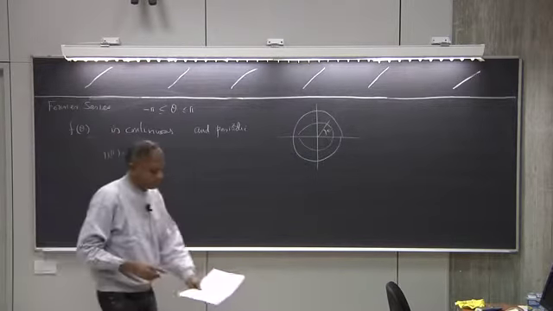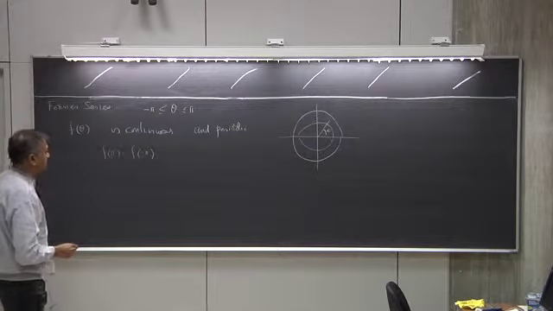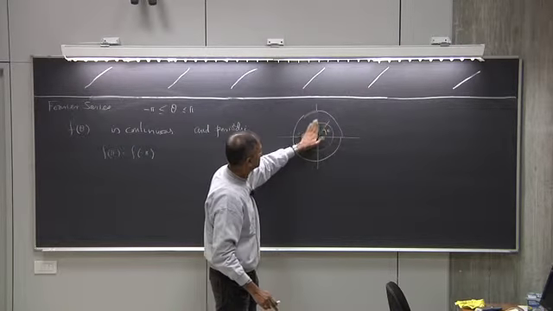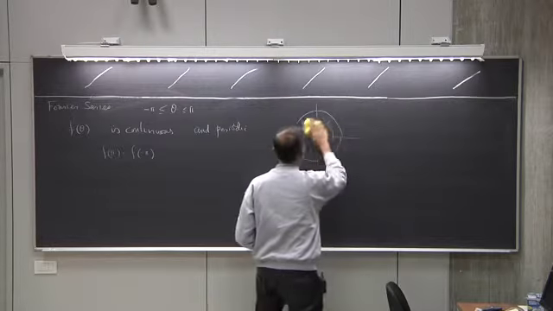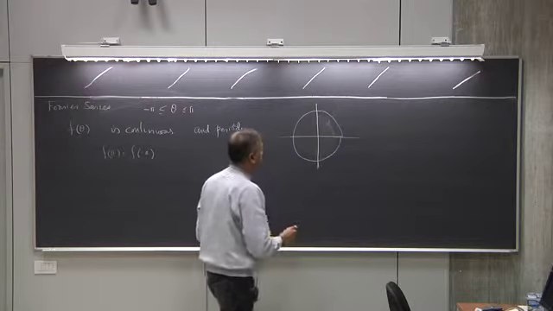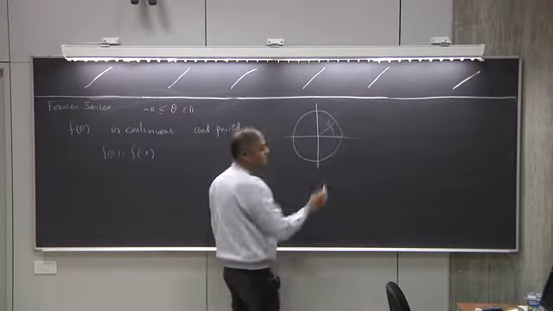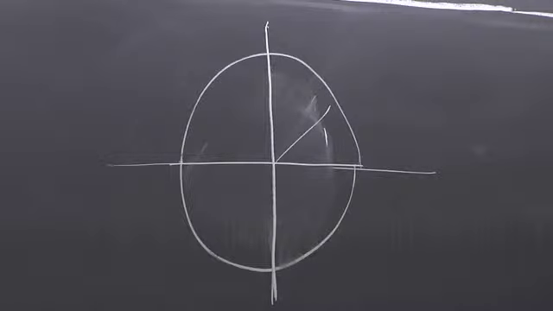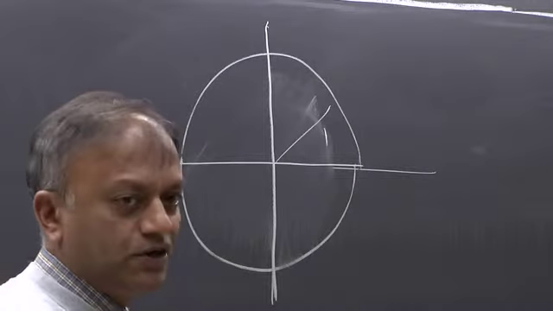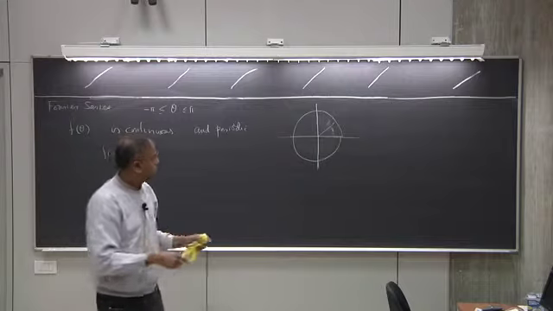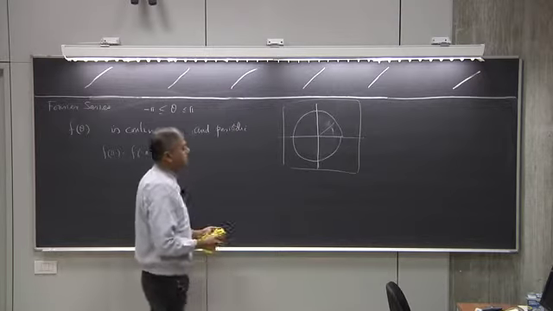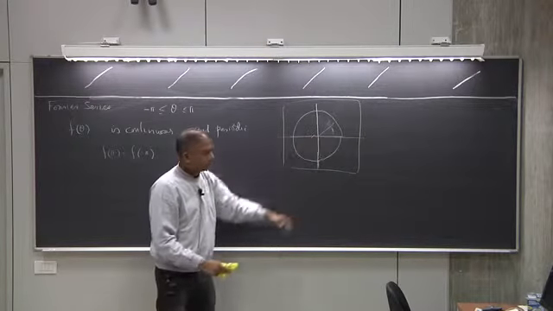Now, given such a function, I can always extend this function. This function is defined only on the circle. So, let me draw it better. Here is a circle of radius 1. Say, take the radius to be 1. And what we are defining is a function only on this circle. But you can always extend this function to some region here. You can extend this function in this two-dimensional space by the following definition.